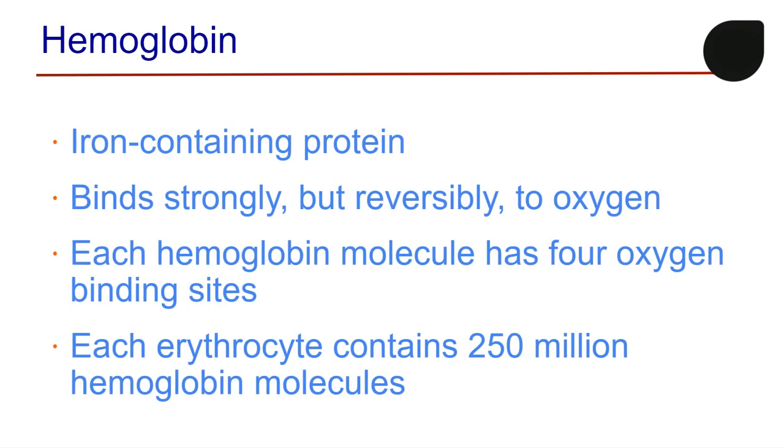So more about hemoglobin. It's a specialized protein in your blood, specifically in your red blood cells. It has iron in it, and it binds to oxygen. Each hemoglobin molecule can bind to 4 oxygen molecules, and each red blood cell contains 250 million of these molecules.